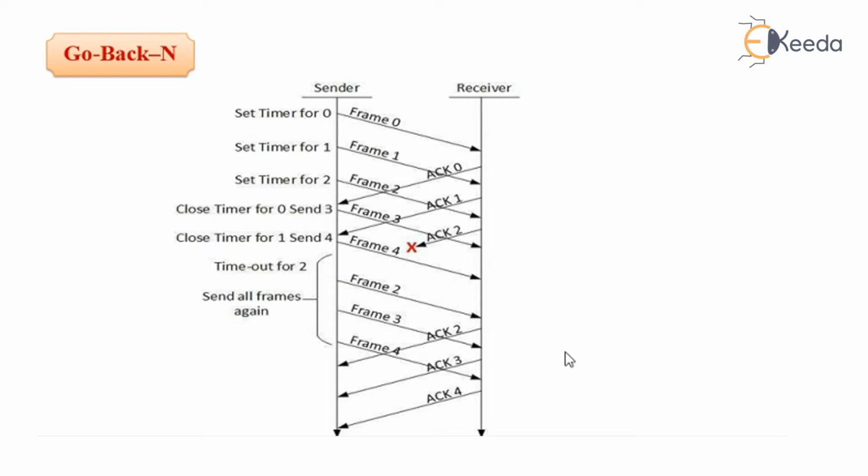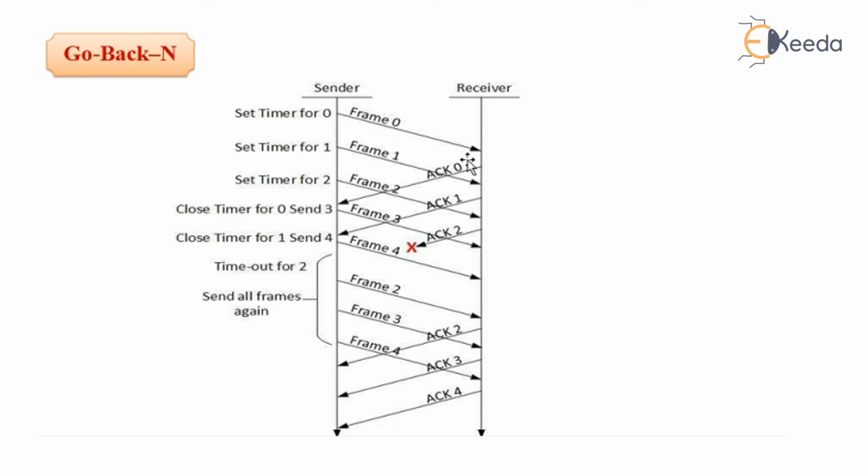The first type of sliding window is go back N. In this, the sender sends one particular frame and then sends the next frame, but it always waits for the acknowledgement of the frame sent. If 0 is sent and after some time 1 is also sent, it still keeps an eye on the acknowledgement for the 0th frame.